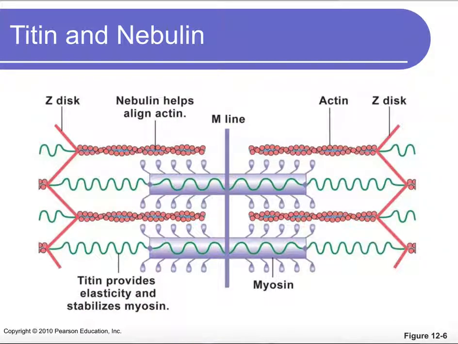So other structures that we find in our sarcomere, we have our titin and nebulin. So nebulin is shown here in blue. It helps align your thin filament, your actin. So your actin has something that it's attached to. And then your thick filament has titin. So that's the green. And the titin also provides elasticity as well as stabilizing the myosin.